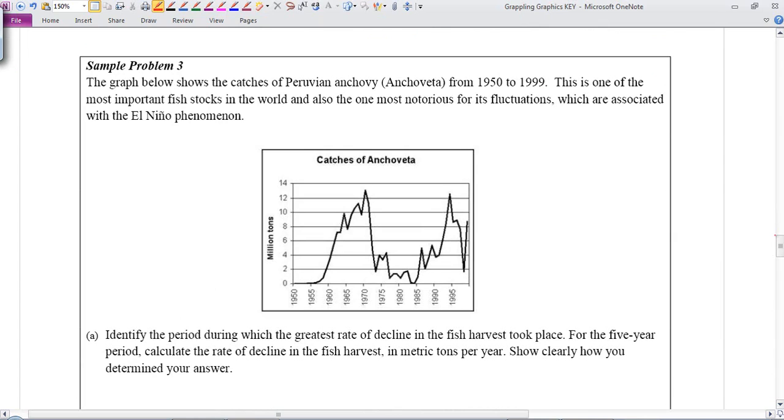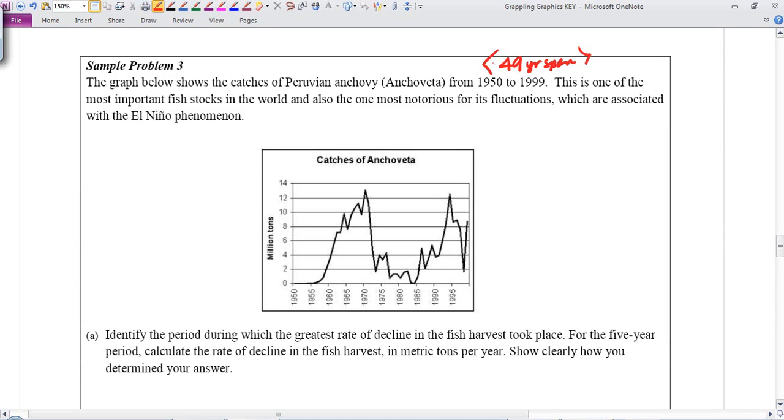All right, another sample problem for you. This looks like a stock market kind of graph, doesn't it? Up, down, all over the place. The graph below shows the catches of Peruvian anchovy, anchoveta, from 1950 to 1999. So your brain should do a quick subtraction and say over a 49-year span. That's a lot of time. A lot of environmental impact can occur in 49 years.